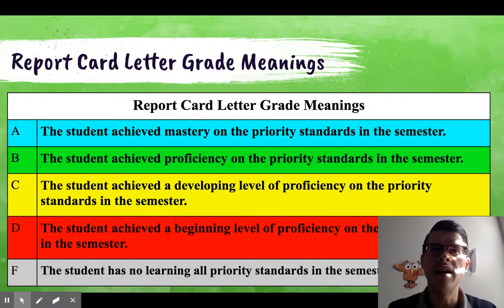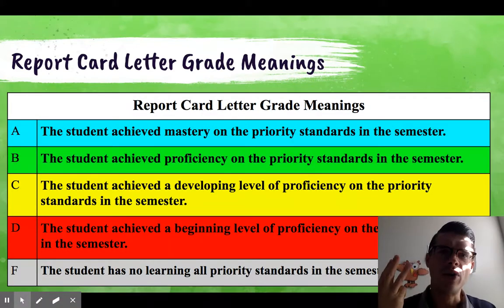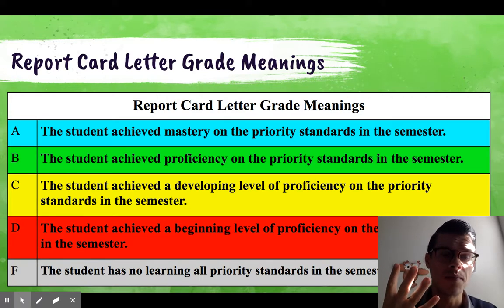So on this slide, I've specifically defined each of the letter grades. An A in my class means that you've achieved mastery on the priority standards for the semester. That's it. Nothing more, nothing less. Remember, priority standards, those are the most important standards that you are assessed on in summative assessments. So far for this semester, we've had 3. We're going to have a total of 4. So in this case, mastery means you've achieved mastery on those standards.